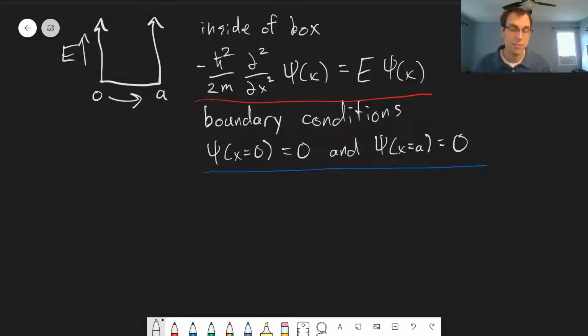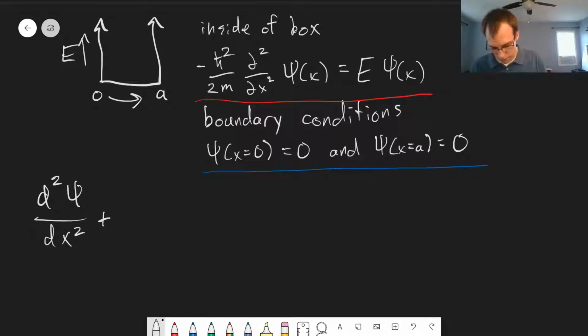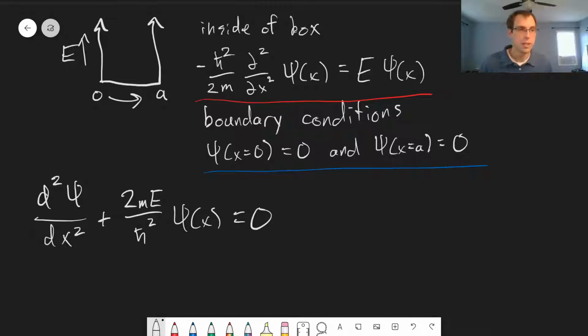So this looks very similar to the problem we just solved in the last chapter when we were looking at the classical wave equation. So we can rewrite this similar to what we did there and put everything equal to 0. So everything is on one side of the equation, and we'll end up with a second derivative of the wave function with respect to x. And then we can lump all of our constants together. So we'll end up with 2me over h bar squared times the wave function is equal to 0. And we see this looks very similar to what we saw in the last chapter.